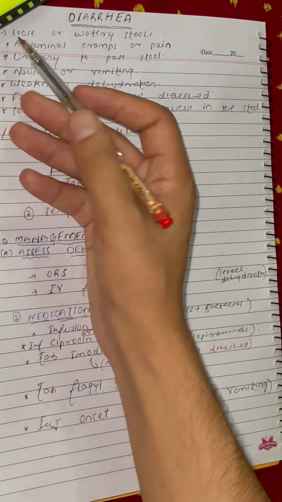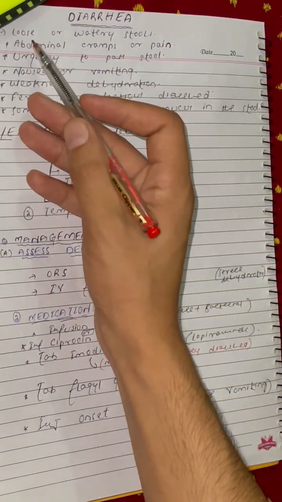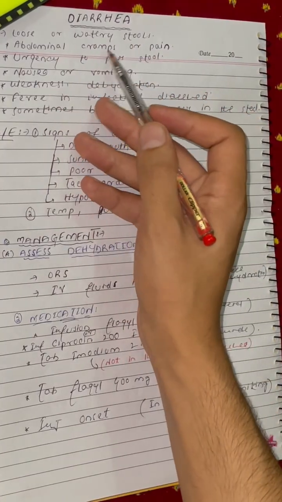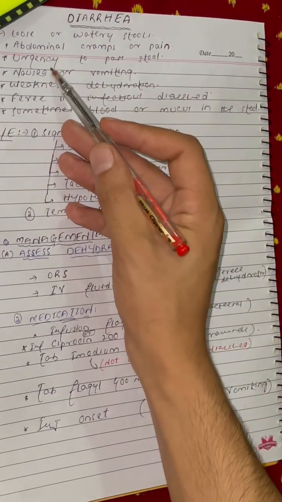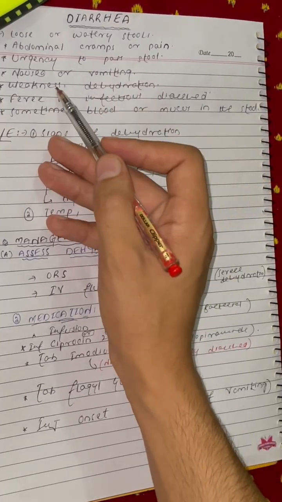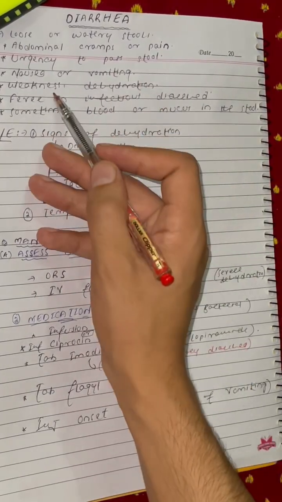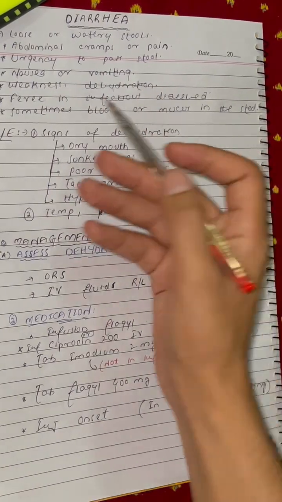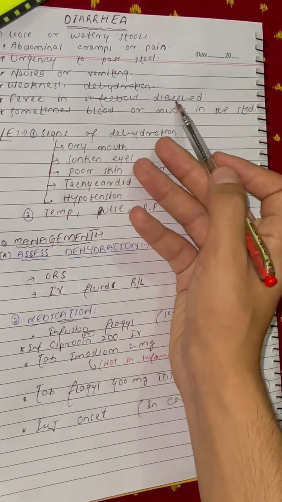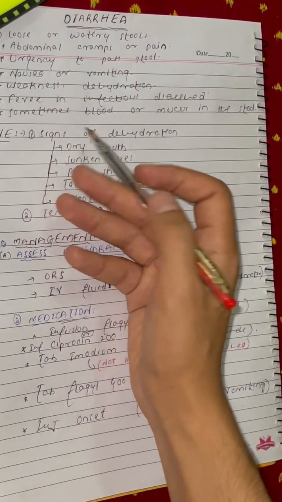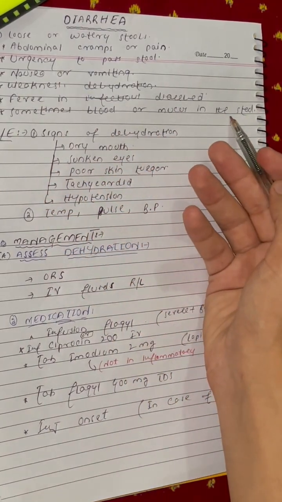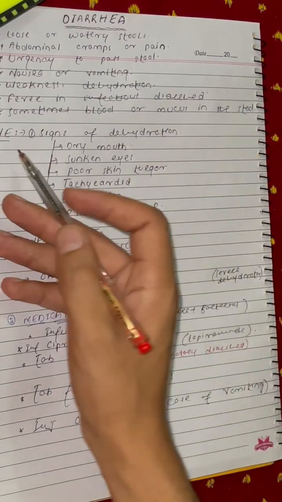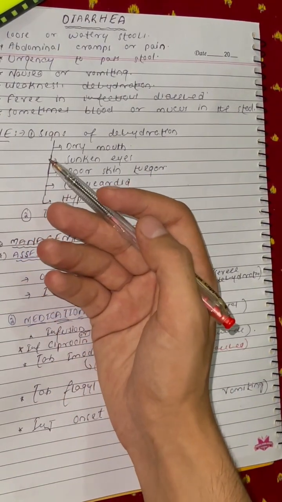Now let's come to the chief complaint of diarrhea. So the patient will come with a chief complaint of loose or watery stools, abdominal cramps or pain. He will have urgency to pass stools, nausea or vomiting in some cases, weakness or dehydration. This is the most important one: fever in infectious diarrhea. And sometimes blood or mucus in the stool is also seen in diarrhea. This is a severe case.